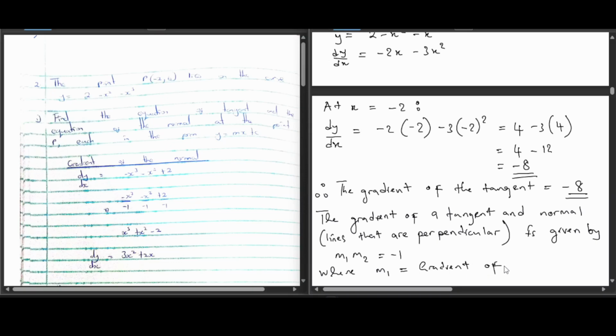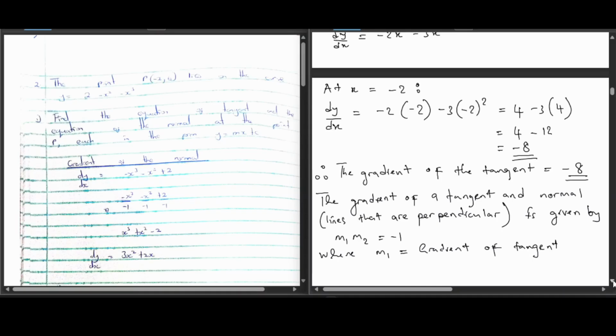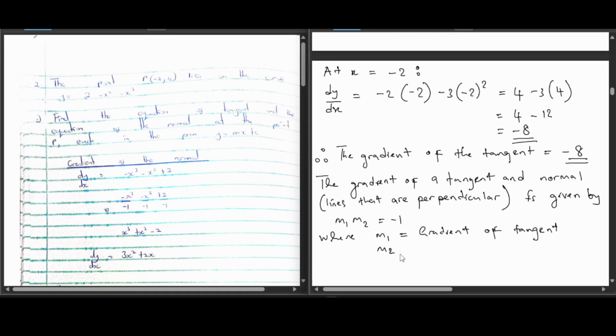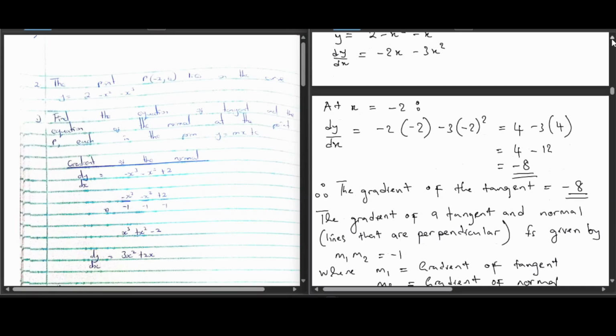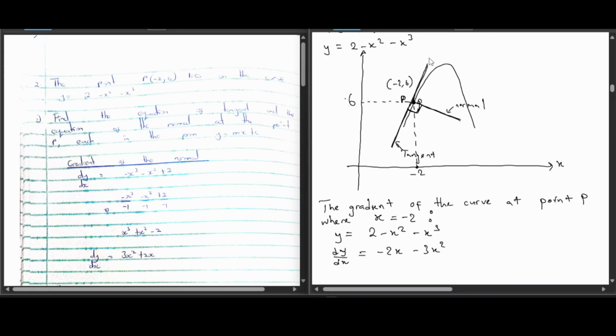So take that statement there as a note. You must write it down in your answer. m2 is equal to the gradient of the normal. So when lines meet at 90 degrees, that is when they are perpendicular, like what is happening here. Our tangent and normal meet at 90 degrees. If we multiply the two gradients, we should get a product of minus 1.